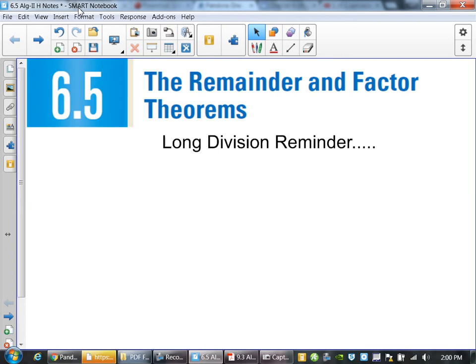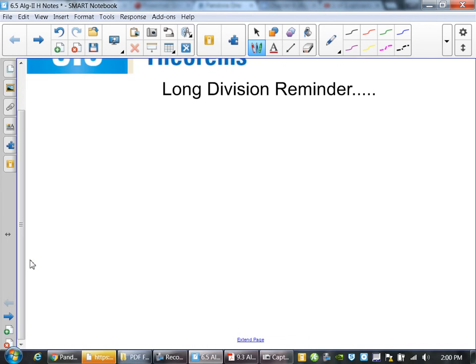So long division was this, and some of you may or may not remember it. I never worked with numbers that big. So I want to look at how in the world do you use long division? What is the process that you're using? Because we're going to use long division with polynomials next.